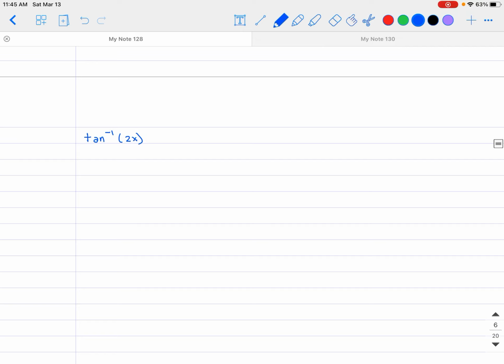Okay. So here it is. Here's the next one. I want to find out what is the power series for tan inverse of 2x. So again, we're going to go ahead and start with what we know and then build from it accordingly, okay? Now, this one's a little bit tricky because, again, we don't really have much to work with.